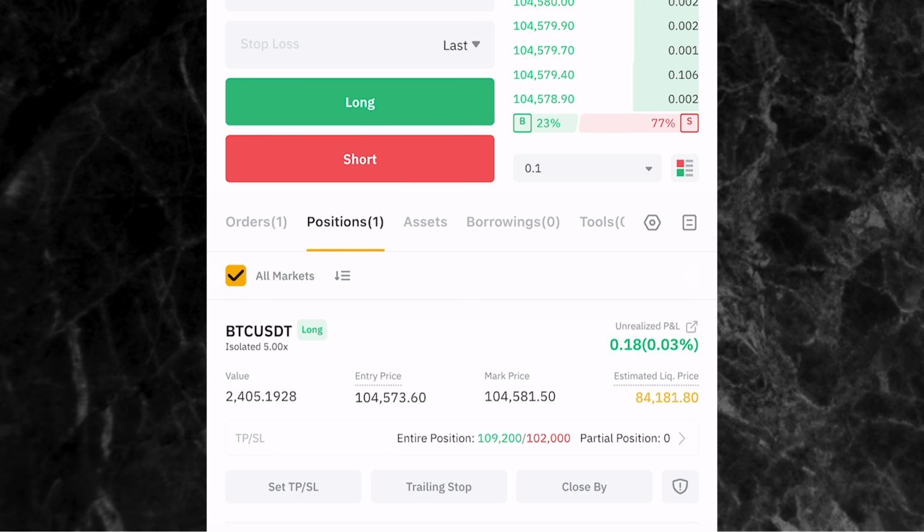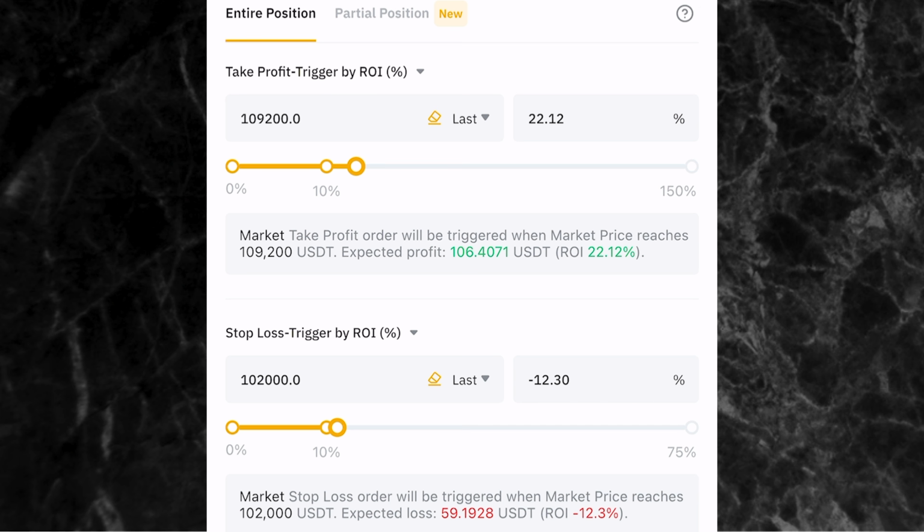And then if you want to see how much you'll be making or losing from your take profit or stop loss, just click on it right here. Click on where they are pointing to. Just click on either your take profit or stop loss. And right here, you'll be able to see the percentage from your take profit. So you see, if it hits my take profit, I'm making 22% profit. If it hits my stop loss, I'm losing 12% of my money. So you'll be able to see it right there.